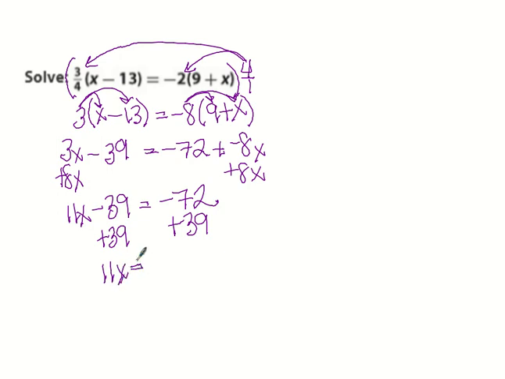11x equals, I'm going to snag a calculator because I don't feel like doing that in my head. Negative 72 plus 39 is negative 33. We divide by 11. We get x equals negative 3.